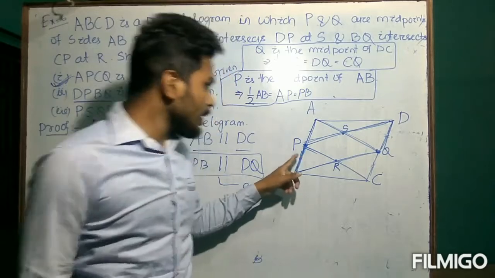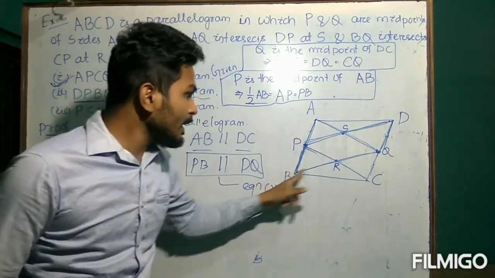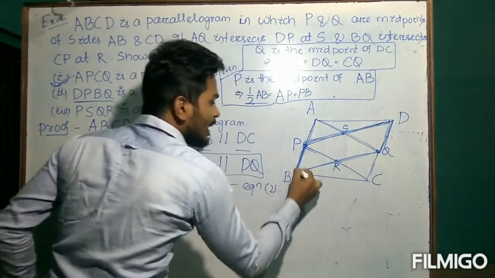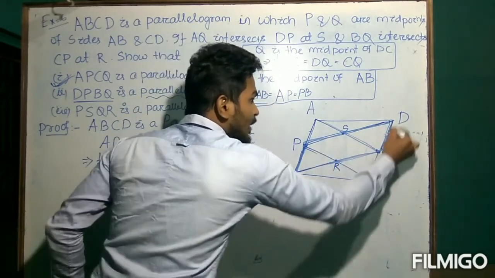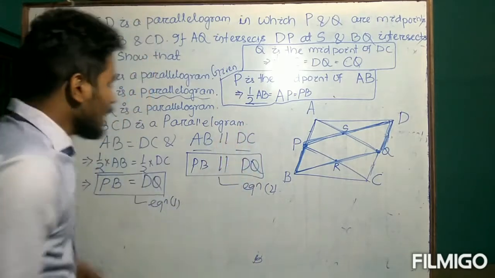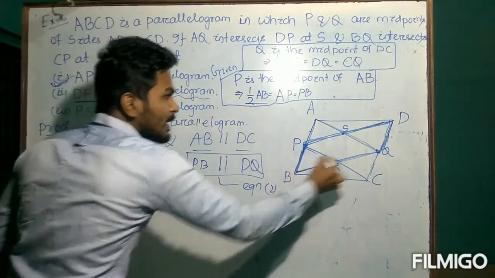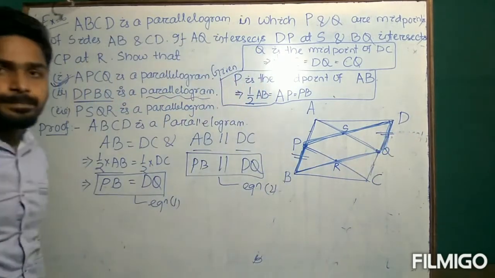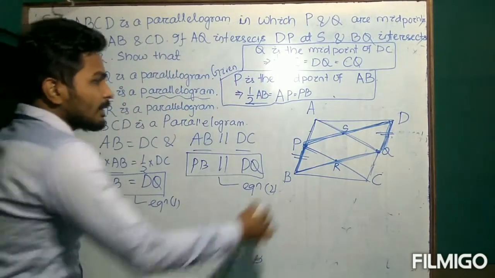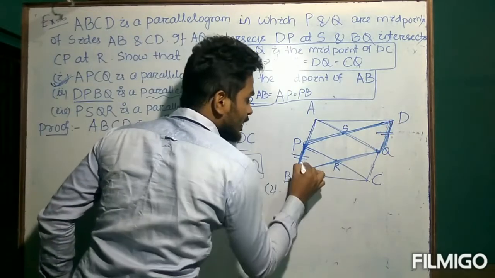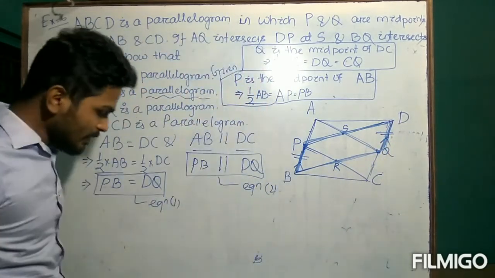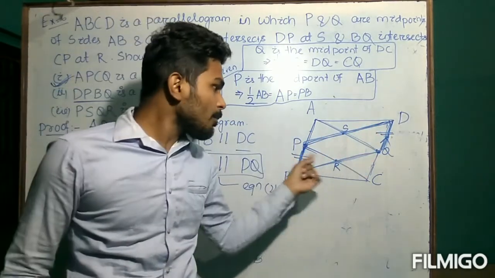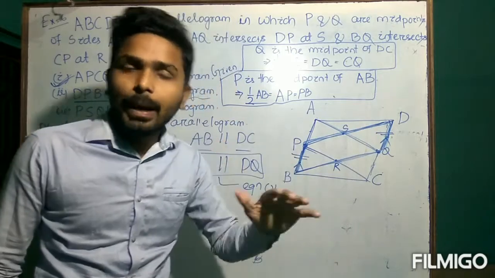Now consider the quadrilateral DPBQ. In this quadrilateral, PB and DQ are a pair of opposite sides. In equation number 1, we have found that PB is equal to DQ. So this distance is equal to this distance. Clear? And in equation 2, we have found that this side PB is parallel to this side. Yes or no? Yes. So what we have got? In this quadrilateral DPBQ, one pair of opposite sides are equal and parallel.